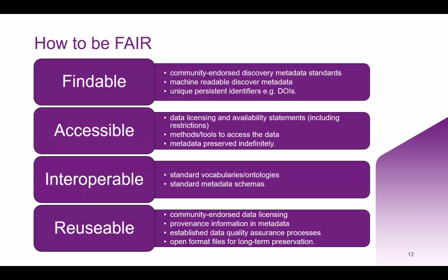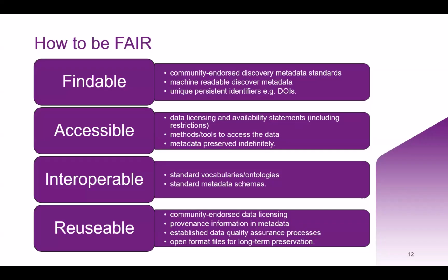How you make sure how to be FAIR, how you are practicing these FAIR principles. Here, findable means your data should be easy for both people and computers to find, and this is done by describing it clearly using standard rules that your research community agrees on, and making sure computers can read those descriptions and giving your data a special ID, for example, like a DOI, similar to a barcode, so it can always be found and cited.